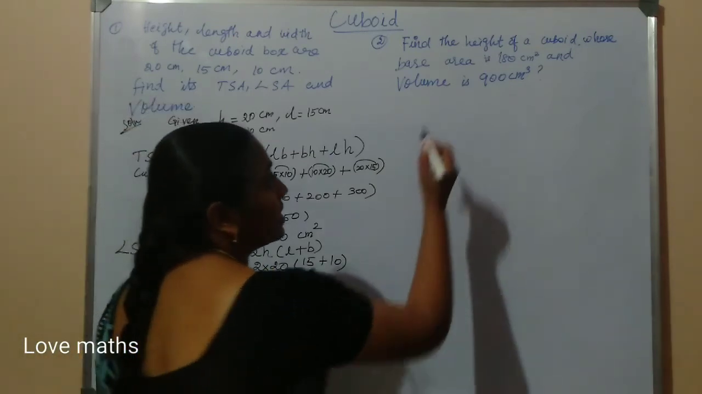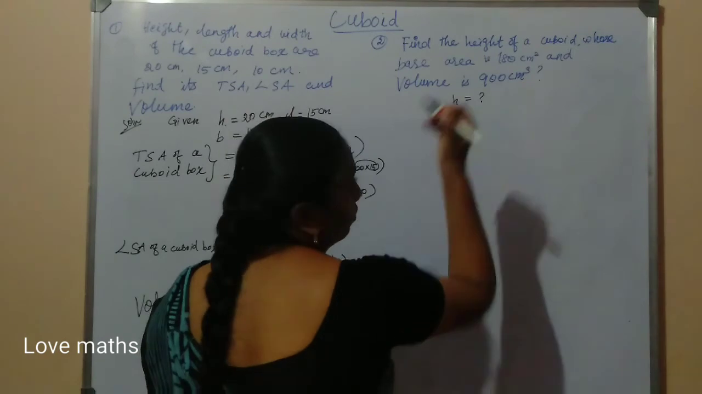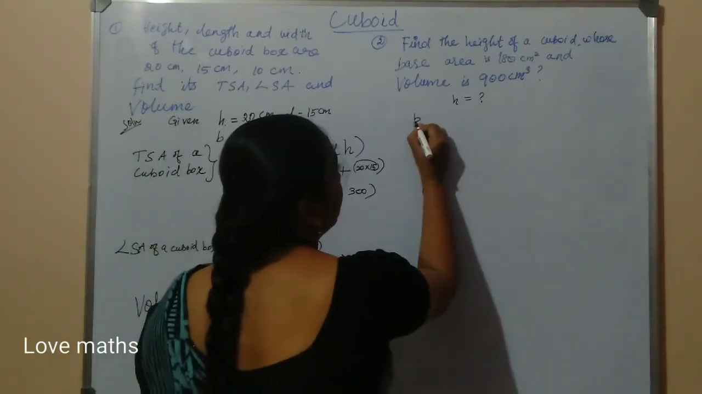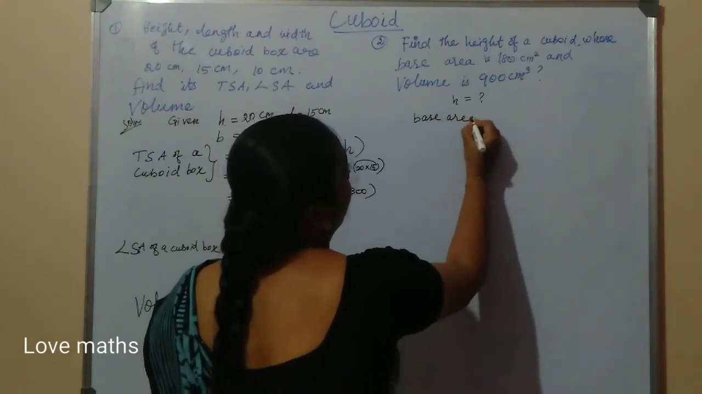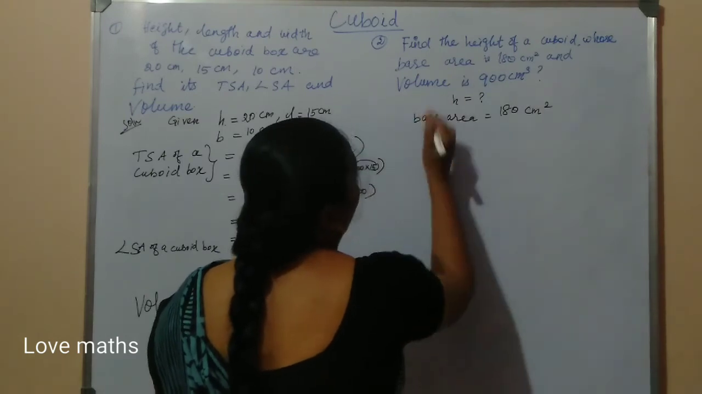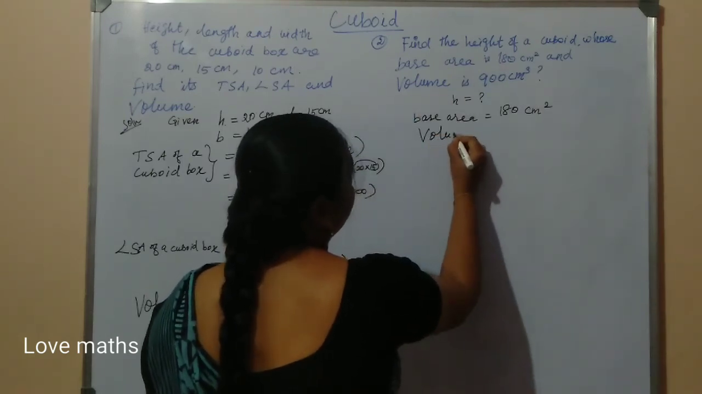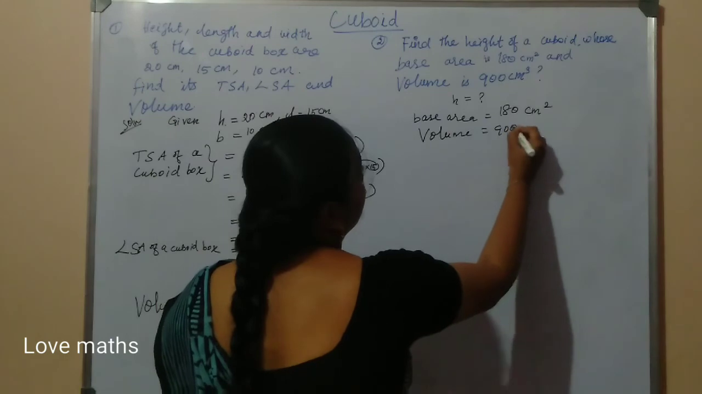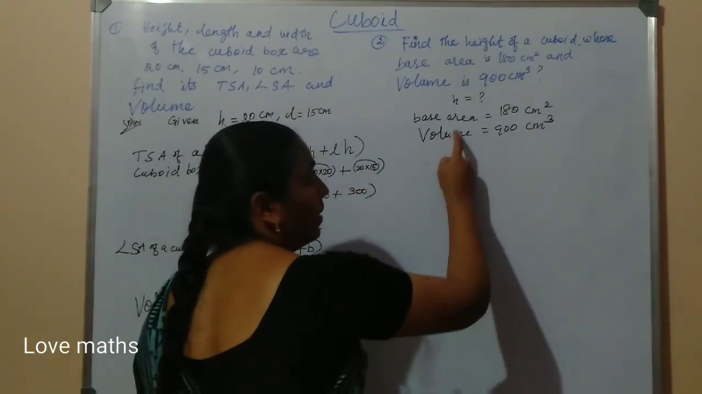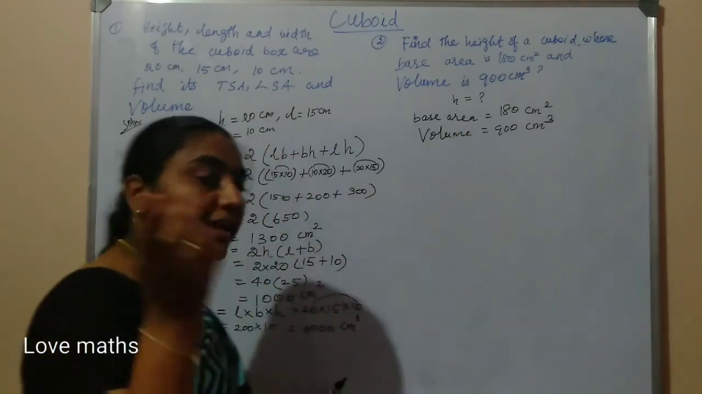Read the question: find the height of the cuboid. We should find the height first, which we don't know. Whose base area is 180 centimeter square and volume is 900 centimeter cube. This is the question. Okay, volume is given, base area is given. You should find the h.